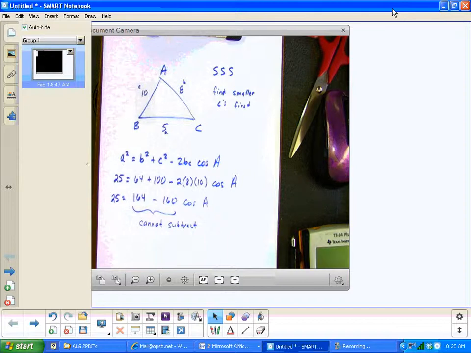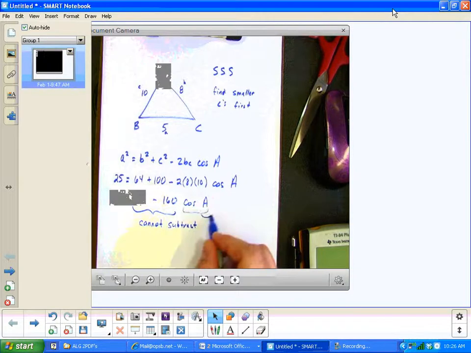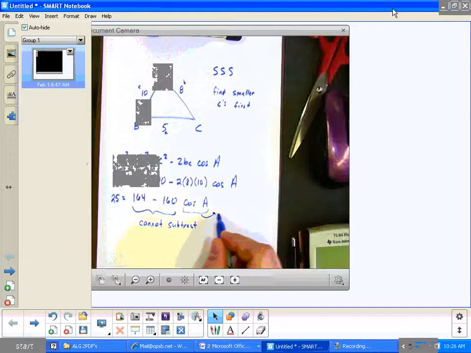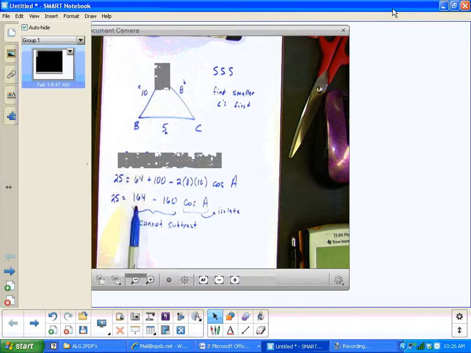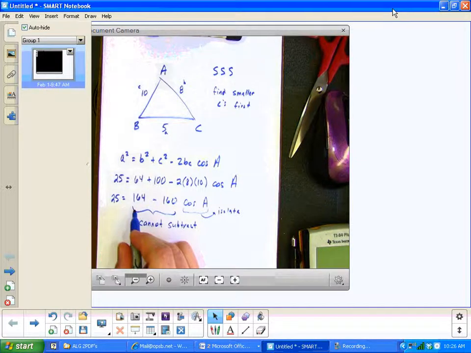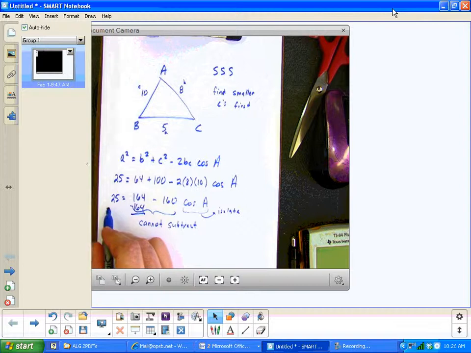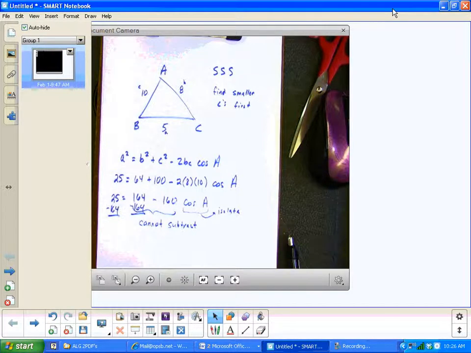Now, keep in mind the big goal here: what we're trying to do is get this isolated, right? I want to isolate this. So what you're going to do is just get rid of those other numbers. We're going to get rid of the 164 first. We're not going to set it equal to 0. We're going to take this and subtract it over here. It's going to be negative, but don't worry about it. So 25 minus 164 is going to give me negative 139.